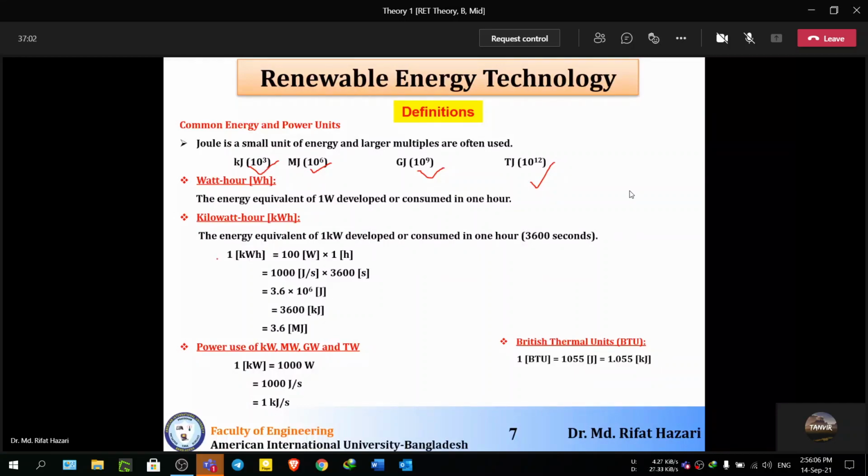So we already discussed that 1 kilowatt hour equals 3.6 megajoule. What about the BTU? If you express the BTU in terms of joule, 1 BTU equals 1055 joule. So you can say 1 BTU equals 1.055 kilojoule. Is it clear to you? Yes, sir.